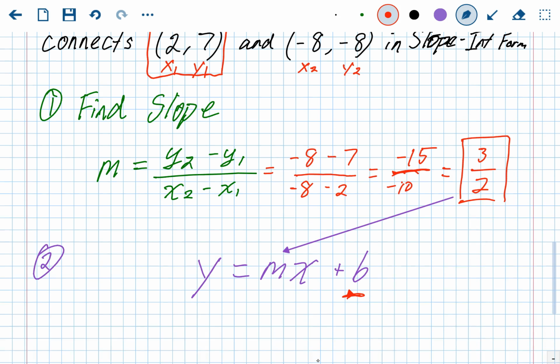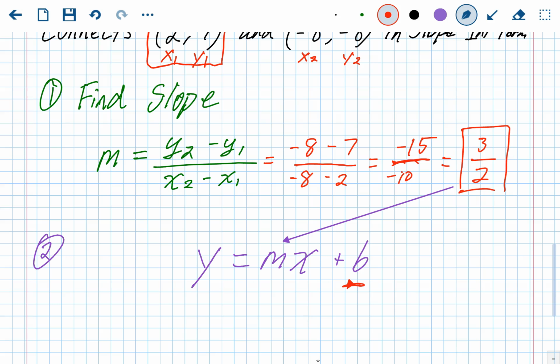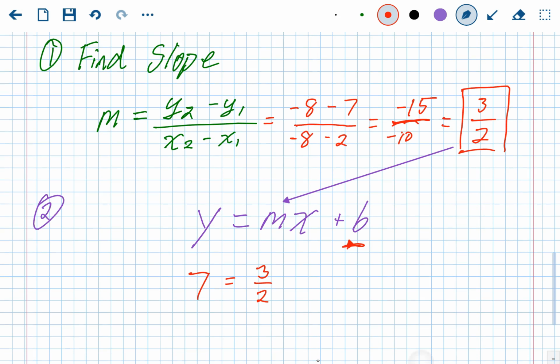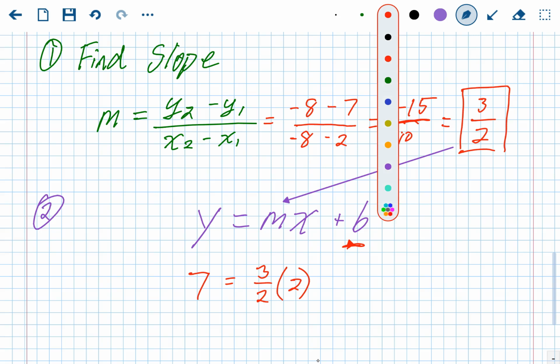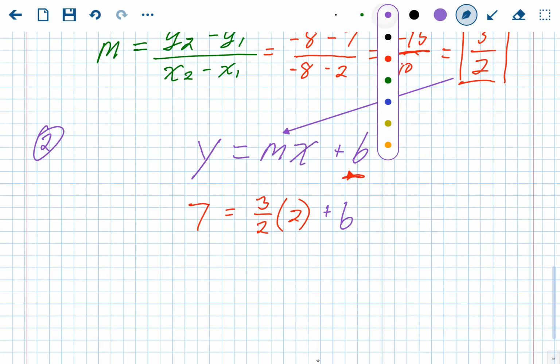So the y value in that ordered pair is 7. I'm going to plug that in. We know what the slope is. It's 3 over 2. And the x value in that ordered pair is 2. So I'm going to plug that in for x. And we don't know what b is. But if we know the other 3, we can solve for b. And again, b is the y-intercept.